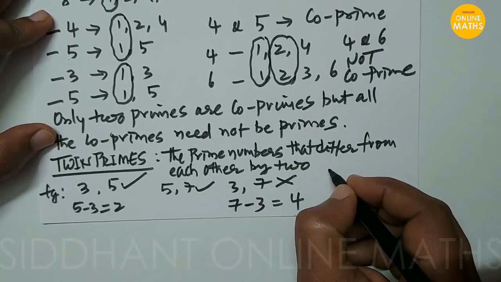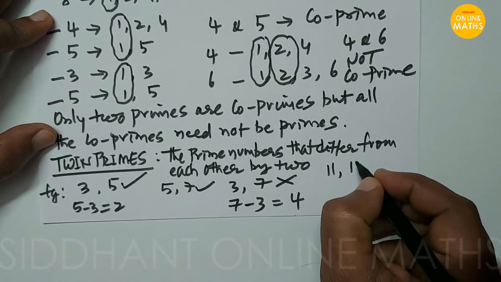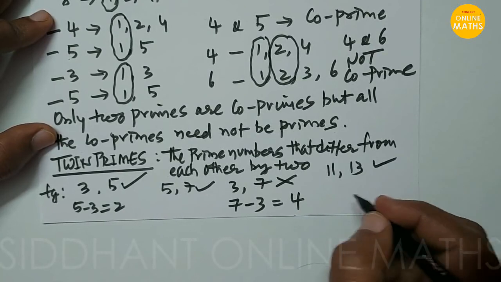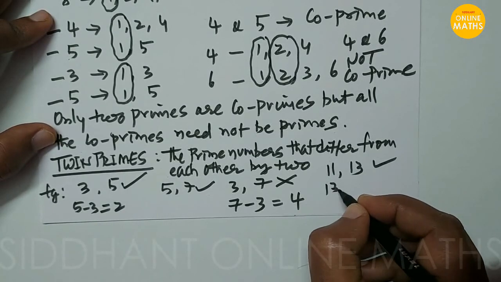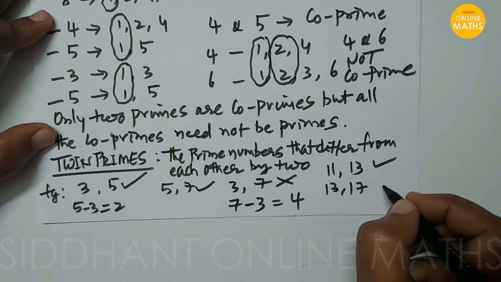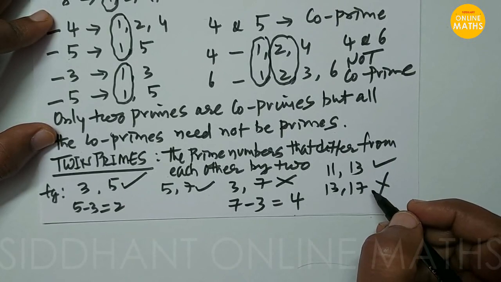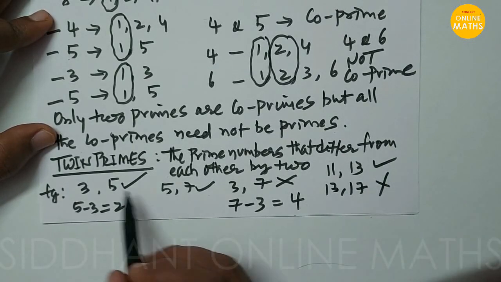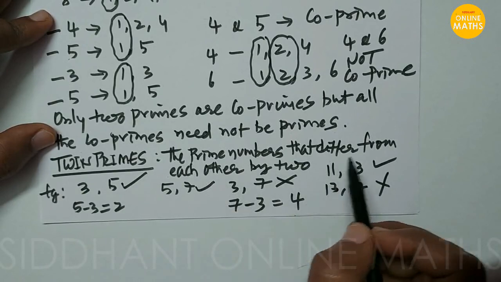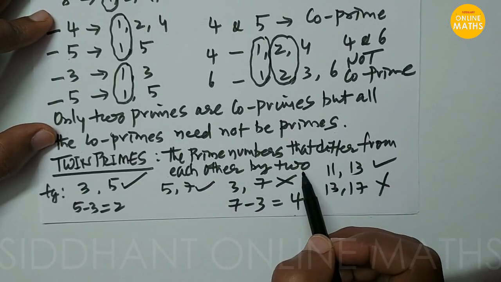In the same way, 11 and 13 are twin primes, but 13 and 17 are not twin primes, because the difference between these prime numbers is not 2. Twin primes are prime numbers that differ from each other by 2.